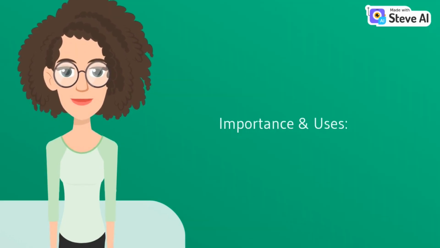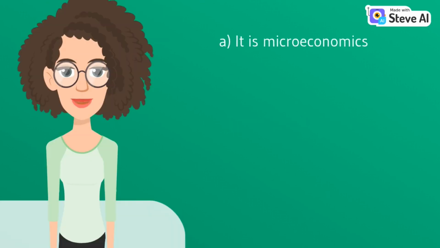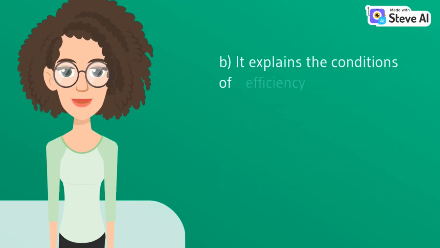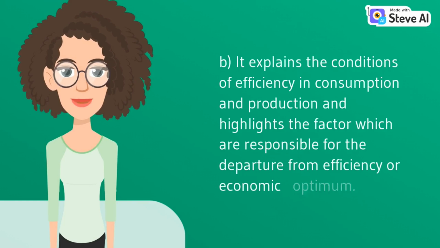Importance and uses. A. It is microeconomics that tells us how a free market economy, with its millions of consumers and producers, works to decide about the allocation of productive resources among the thousands of goods and services. B. It explains the conditions of efficiency in consumption and production and highlights the factors which are responsible for the departure from efficiency or economic optimum.